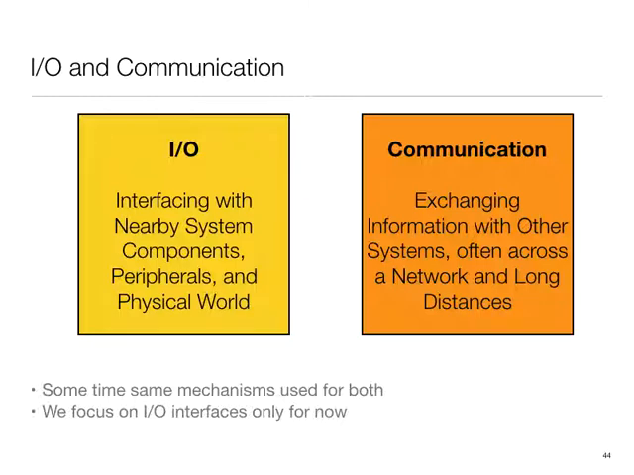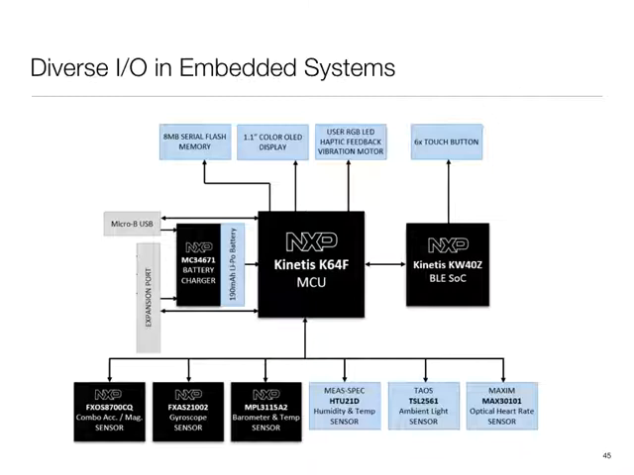So you have I/O interfaces, which are, loosely speaking, defined as interfacing with nearby peripherals. So it's kind of like I/O to the nearby world, and then communication interfaces like radios and Ethernet and stuff like that. So again, you would see that there are a whole bunch of different kinds of I/Os that exist.